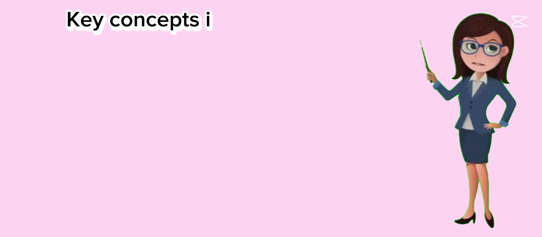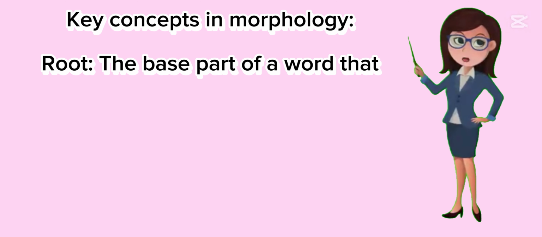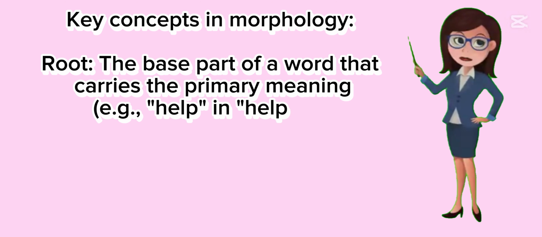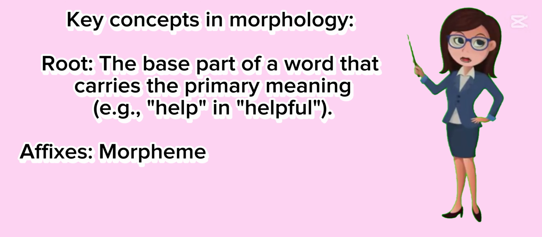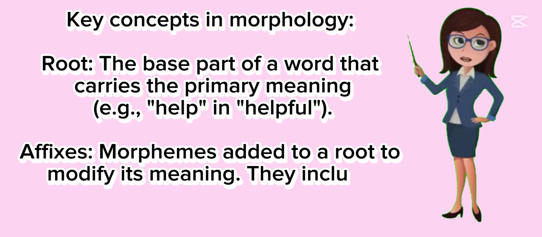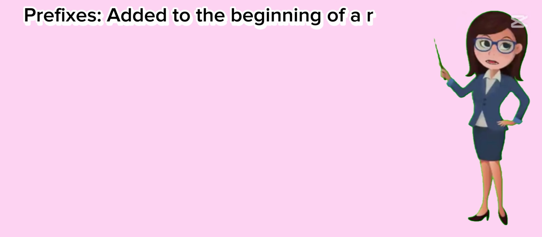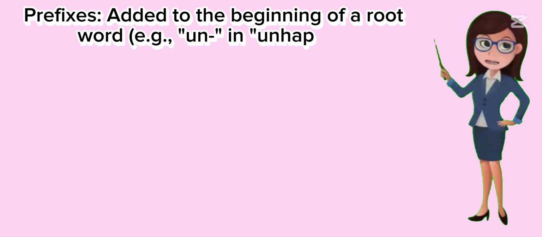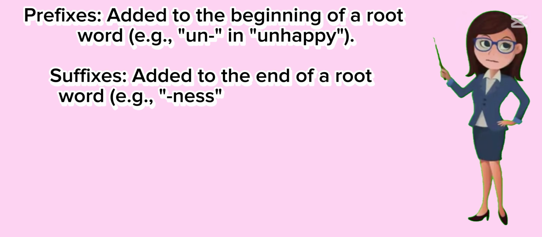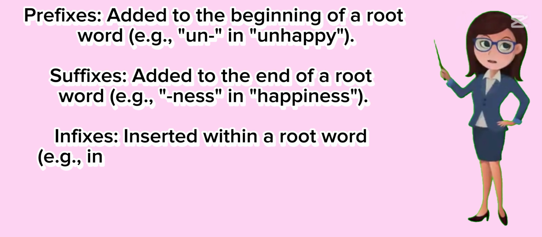Key concepts in morphology. Root. The base part of a word that carries the primary meaning. For example, help in helpful. Affixes. Morphemes added to a root to modify its meaning. They include prefixes added to the beginning of a root word, for example, un- in unhappy. Suffixes added to the end of a root word, for example, -ness in happiness.